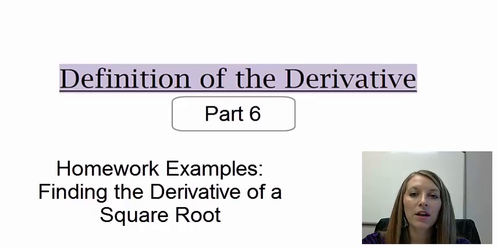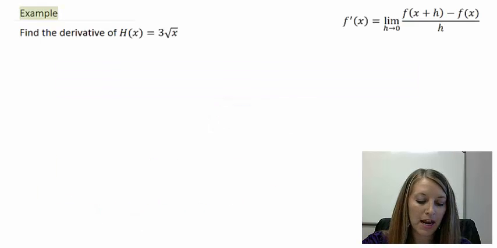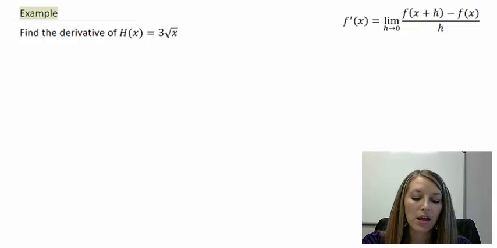So we are working on examples of finding the derivative. The next example that I have is find the derivative of h of x when it is equal to 3 times the square root of x. I've worked through a couple of examples of this. I suggest that you pause the video and work through a couple more examples on your own.